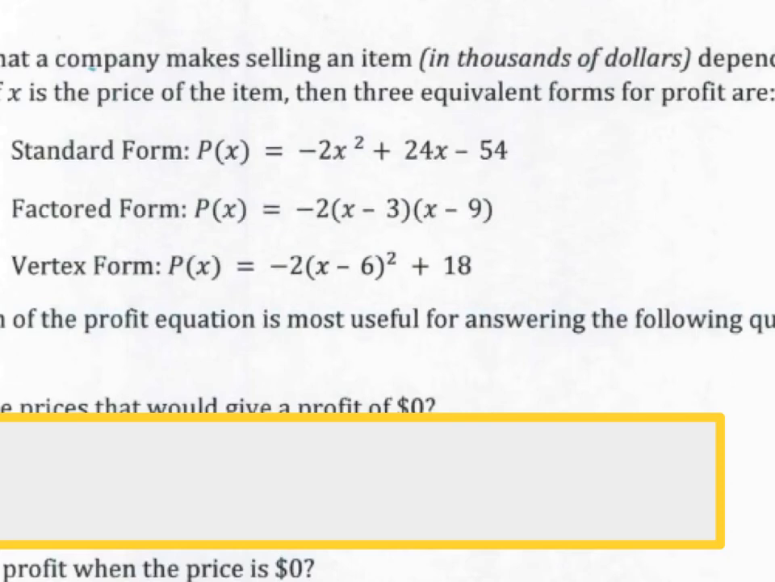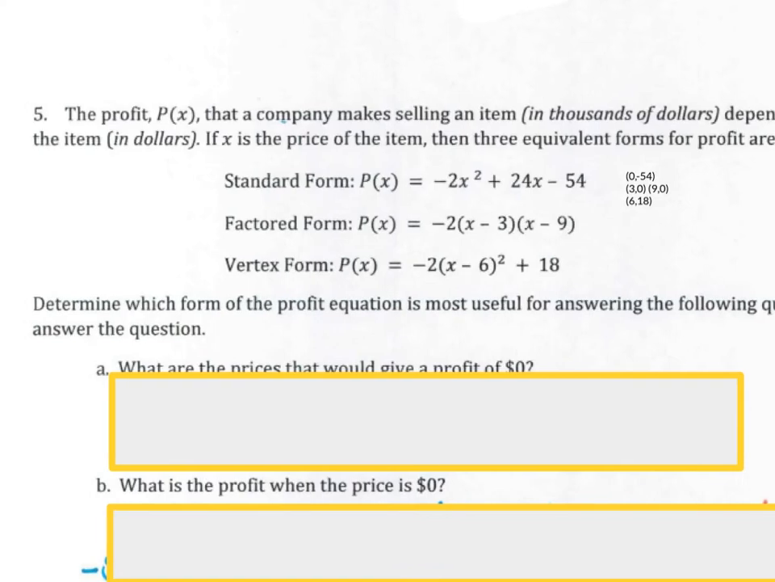So we have our y-intercept as 0, -54. We've got our x-intercepts at 3, 0 and 9, 0. Let me put a space in between there. And then we have 6, 18 as our vertex. All right, so that's just kind of keeping some information straight there.